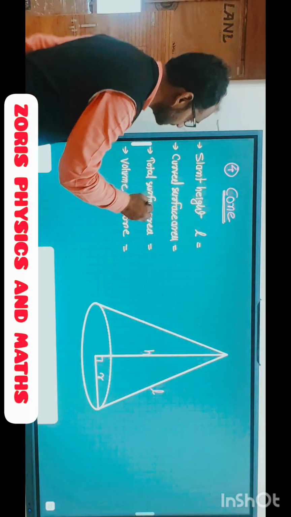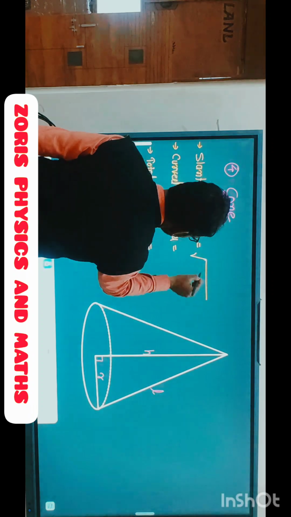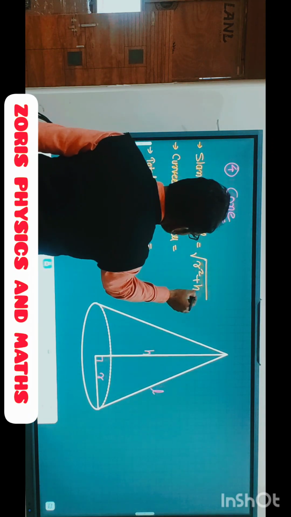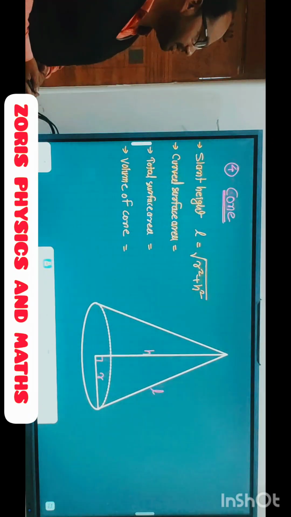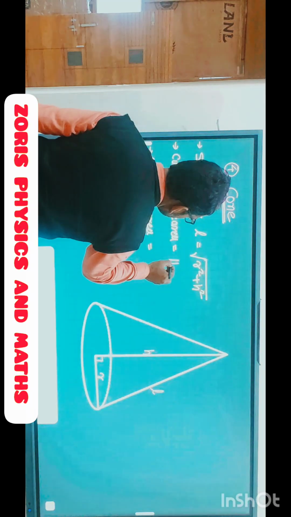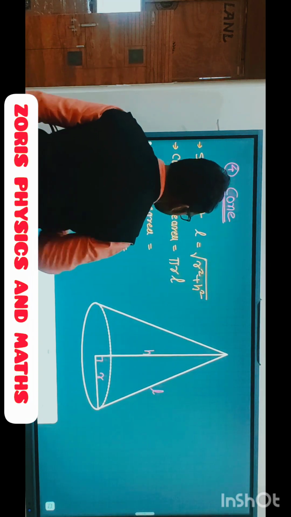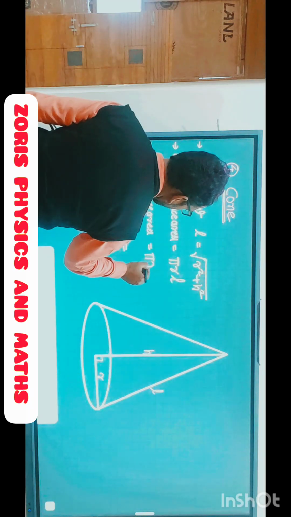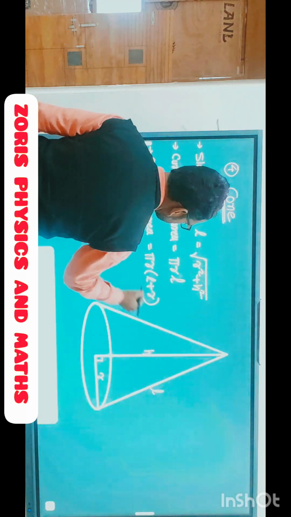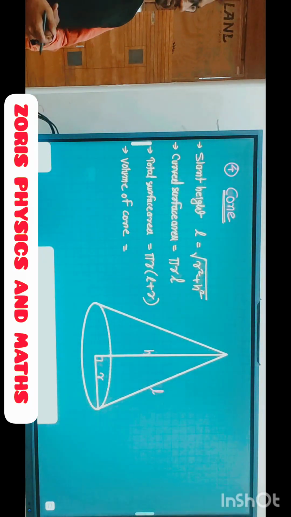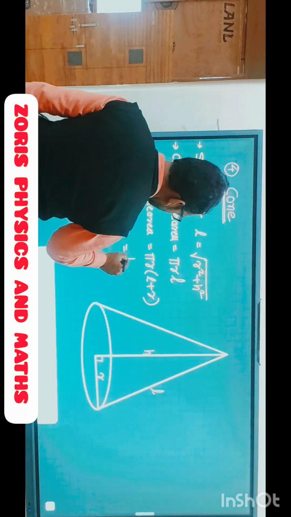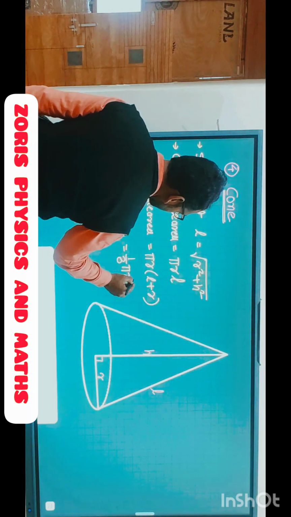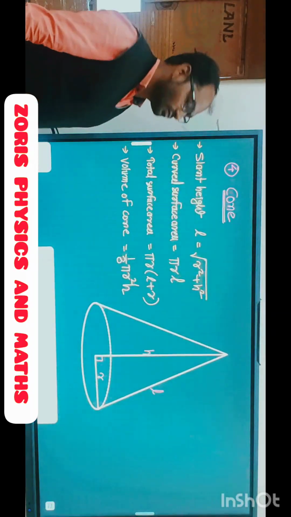First one is the slant height, which is nothing but square root of R square plus H square. Then curved surface area of cone, that is pi R L. Then total surface area of cone, which is pi R in bracket L plus R. And after that, the volume of cone, which is 1 by 3 pi R square H.